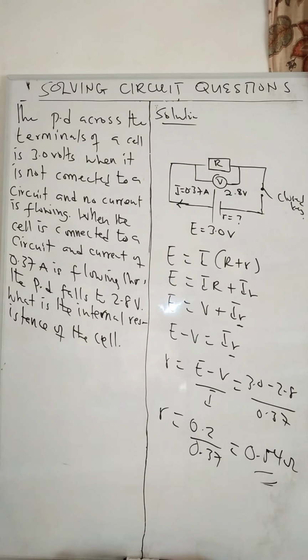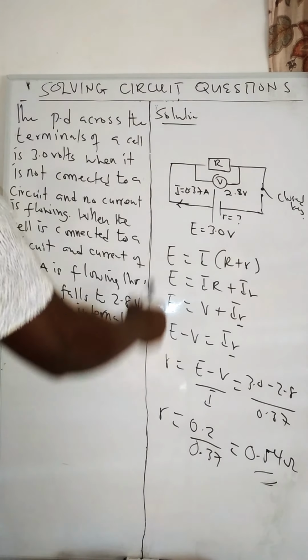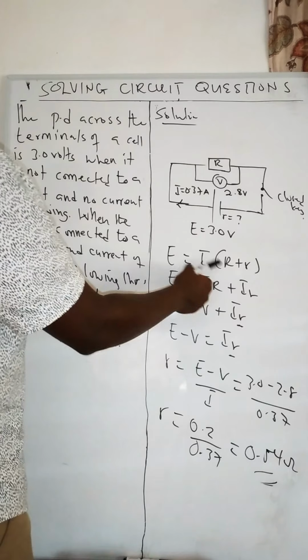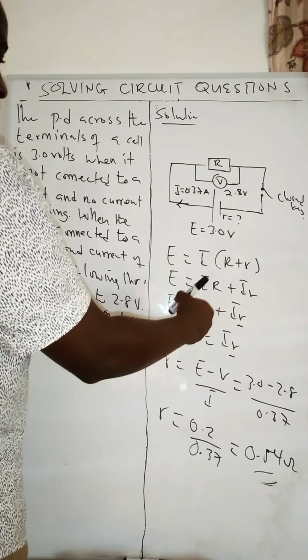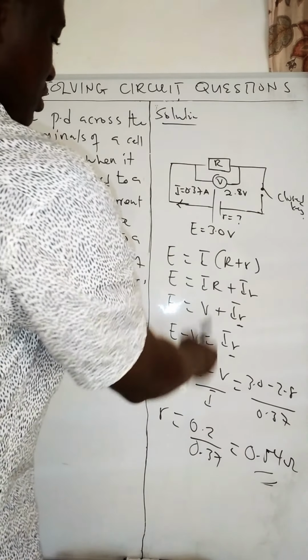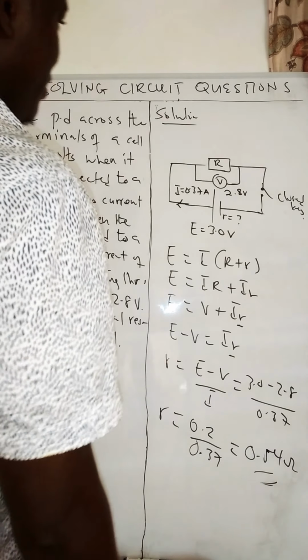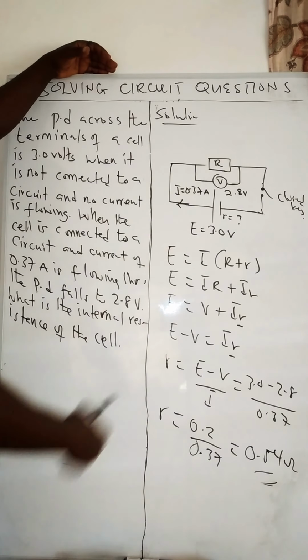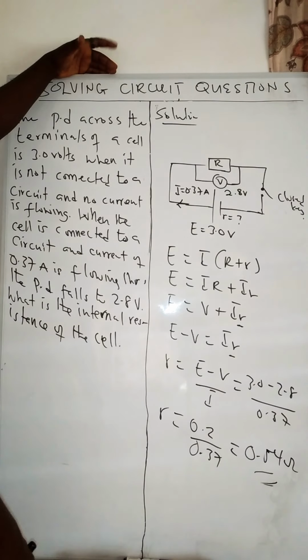This is very simple. All you need to do is remember how to draw a circuit diagram, be able to bring out the equation from the circuit diagram and do the substitution, and then you are there. In my next video, we are going to solve a lot of questions as far as the circuit is concerned so that we can follow up and be more interested.